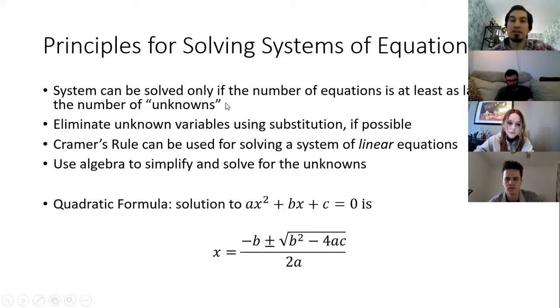A system can be solved only if the number of equations is at least as large as the number of unknowns. And I put unknowns in quotation marks here because I'm not just talking about variables. I don't want you to count the number of letters in an equation and say, oh, there's X, there's Y, there's Z. That's 3 variables, so I need 3 equations. Not that simple. What I'm talking about here is the number of endogenous variables, or unknown endogenous variables. You compare the number of equations to that number.